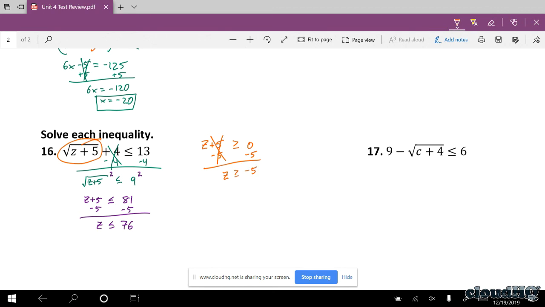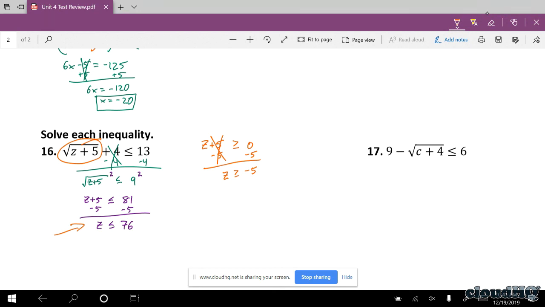So now compare this solution set down here. This is what's important, that's where the solutions are found. But do they all fit in the domain, or do we have to throw out some of the numbers? So we're looking at all the numbers less than or equal to 76. Are all of them greater than or equal to negative 5?